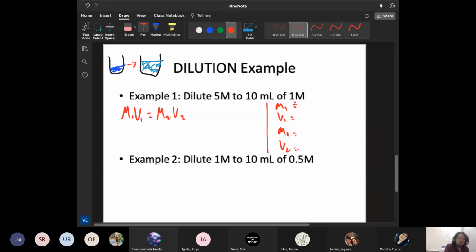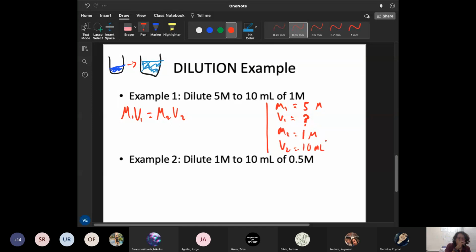M1 is the original concentration, which will usually be the M with the bigger number, which in this case is 5M. You go from high concentration to low concentration, okay? We don't know what the original volume was. We're going to solve for that. We know that our new concentration is 1 molarity, or 1M, and your new volume at the end was 10 milliliters. So like every math problem, we plug and solve.